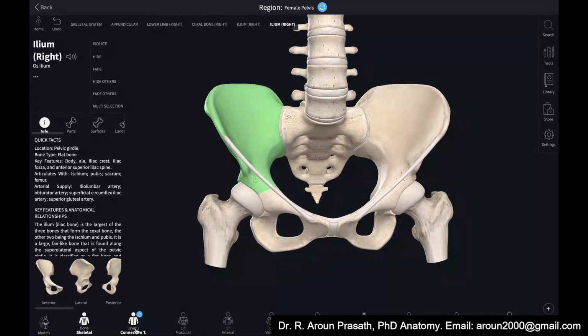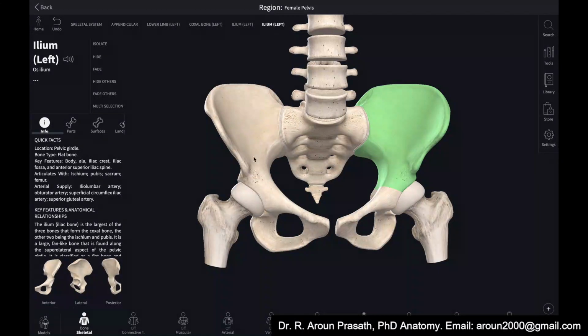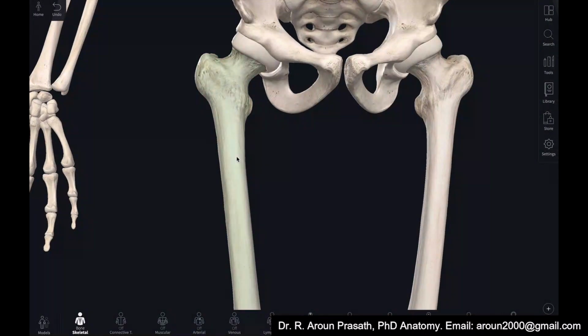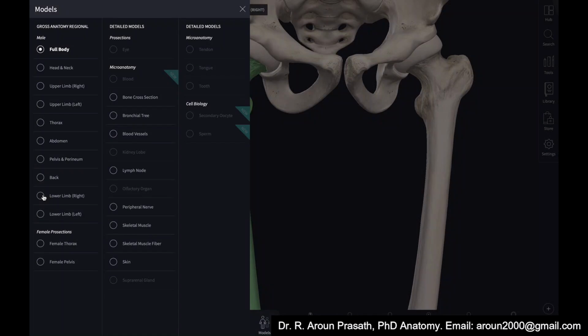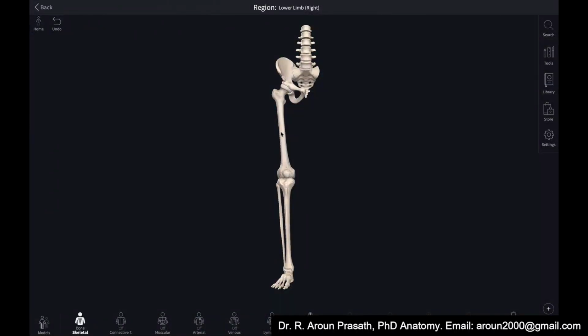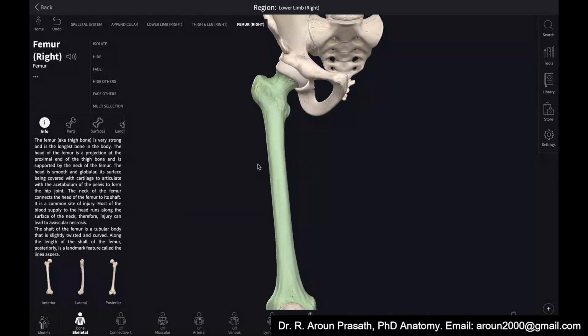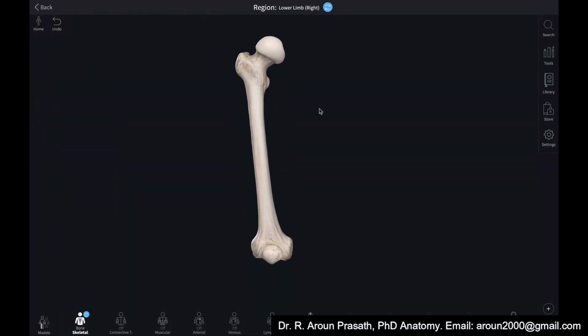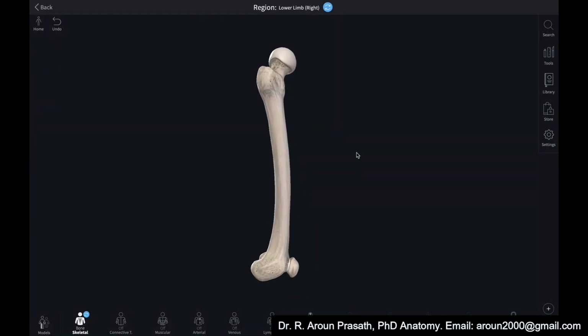What I have explained is this right innominate bone, and this is the left innominate bone. The right innominate bone, left innominate bone, and the sacrum form the pelvic cavity. Now let's go to the thigh bone, that's the femur. The femur is said to be one of the longest bones in the body, the thigh bone. I will remove the other bones. Now what you see is this femur.